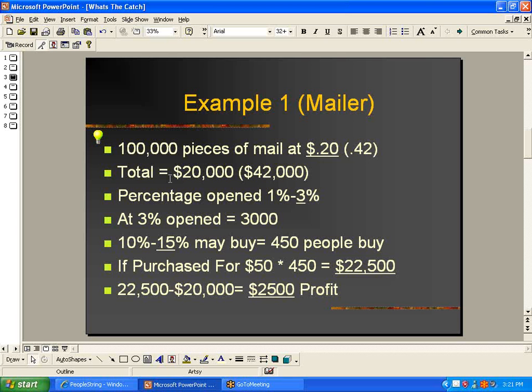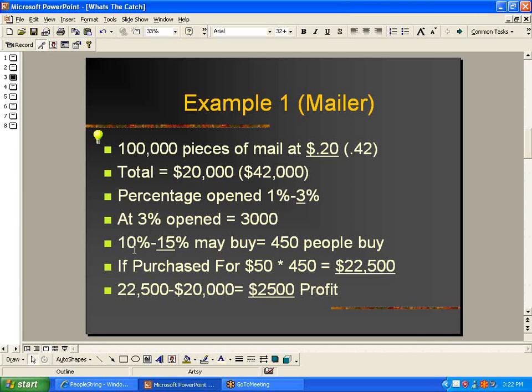Okay, so we have a total of 100,000 pieces of mail at 20 cents, which is a total of $20,000 spent on this mail. Now typically, the general rule is you're going to see 1 to 3% of the mail that you send out opened. So if you send out 100,000 pieces of mail, you're going to be lucky to see a 3% return. But for this particular example, let's say you get a 3% return on the mail. Now remember, these companies buy a list. These people haven't asked for anything that you're sending. Most of the time, you get the mail and you throw it away. So 3% is actually pretty high in today's economy, but we'll use 3%. So we have 3,000 people who opened it.